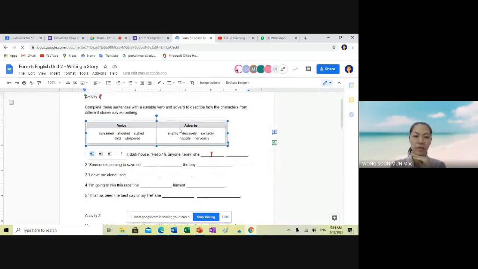All right, so let's go through the verbs. Scream, shouted, sigh, told, whisper. Do you understand all the meanings of these verbs? Sigh, to know sigh, okay. Or anyone can demonstrate how to sigh. Anyone? I believe there must be some of you who know what is the meaning of sigh.